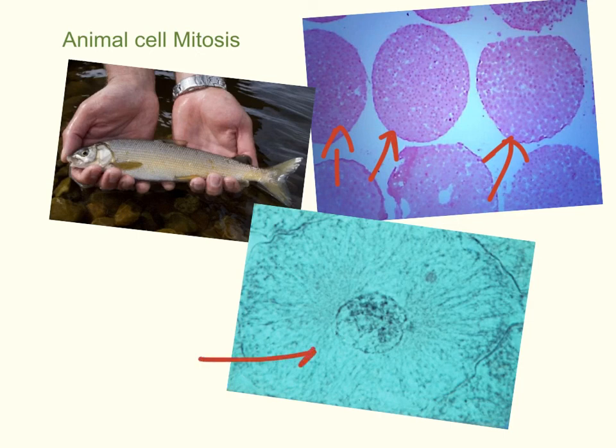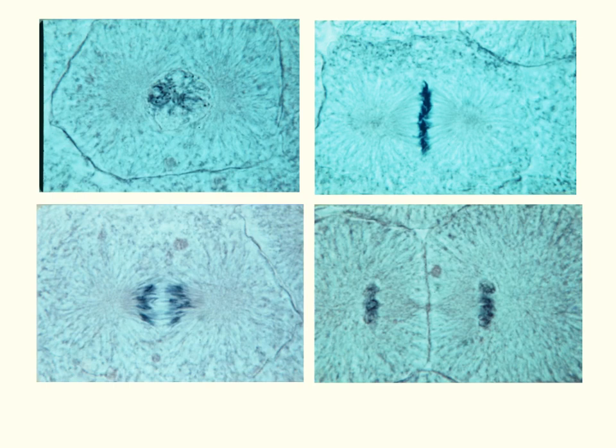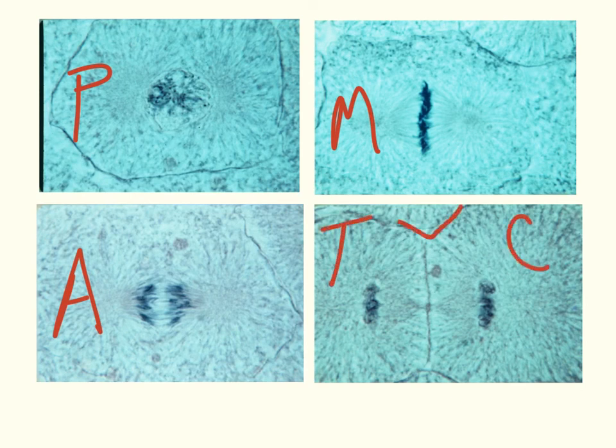Here is one in interphase. Here are whitefish blastula cells going through mitosis. Prophase, metaphase, anaphase, telophase, and cytokinesis, and here is your cleavage furrow.